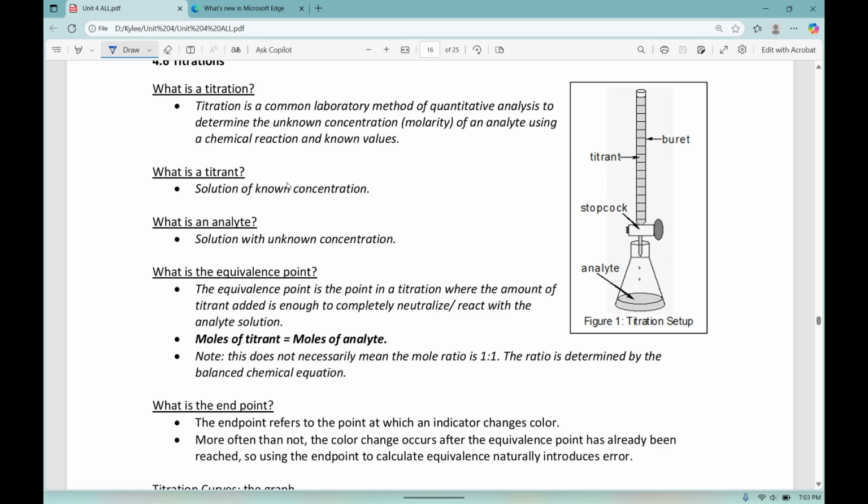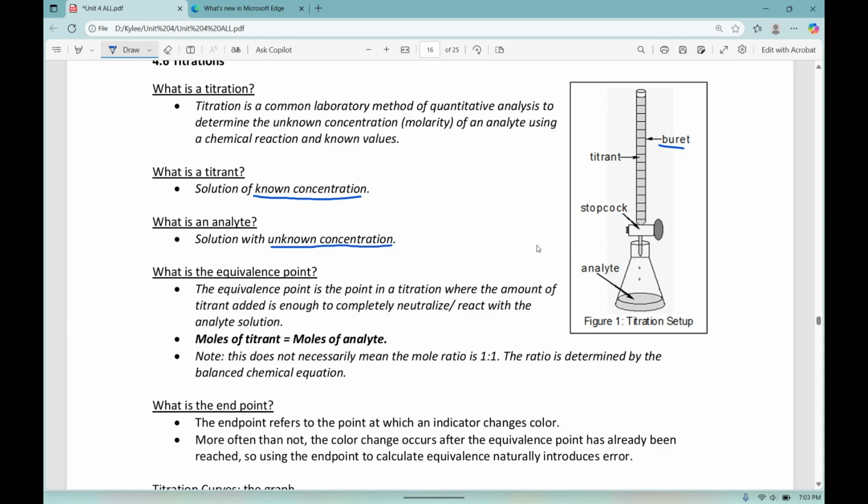The titrant is the solution that we know everything about. And the titrant is usually what goes in this piece of lab equipment called the burette, and it gets delivered. So this is my burette over here in this diagram. It gets delivered usually dropwise to the analyte. And the analyte is in this flask here. The analyte is the one that we are trying to find out stuff about.